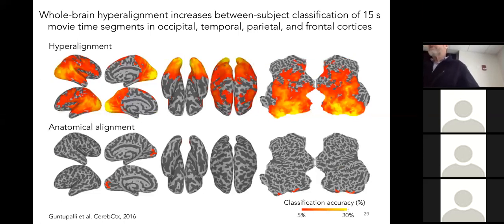And now if we do classification based on all the data in the whole brain, we can classify what part of the movie someone's watching with about 95% accuracy. So just by having someone watch the movie, we can tell with 95% accuracy exactly what part of the movie they're watching at any point in time. Yes?